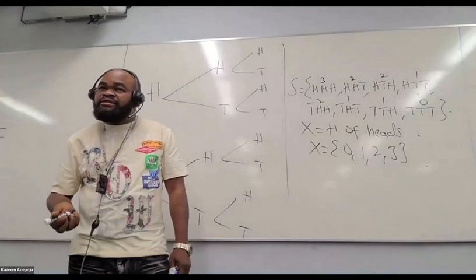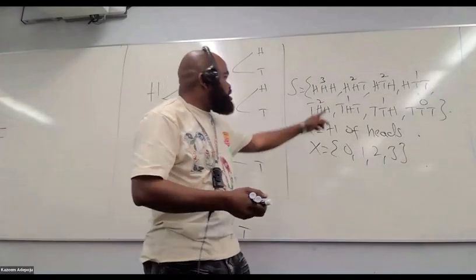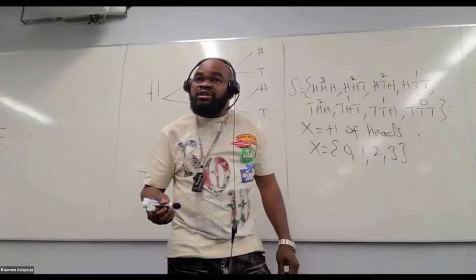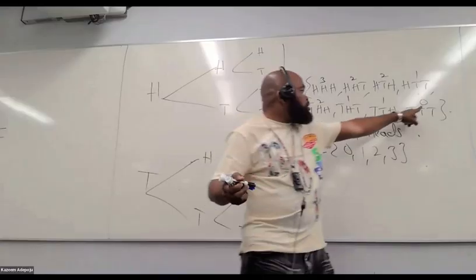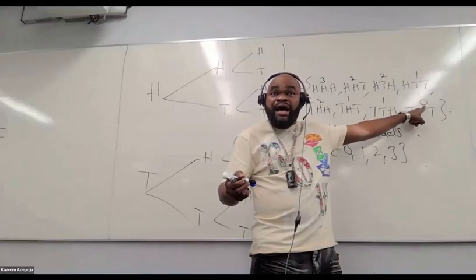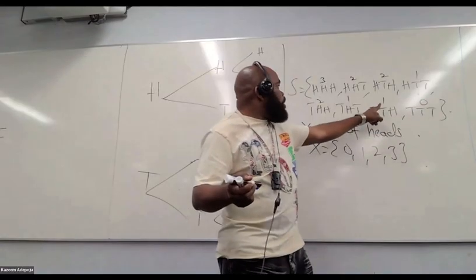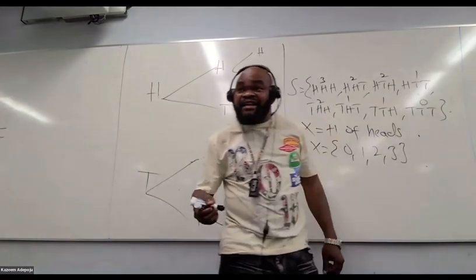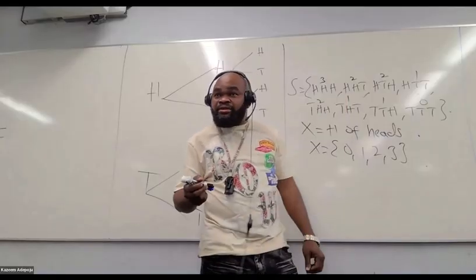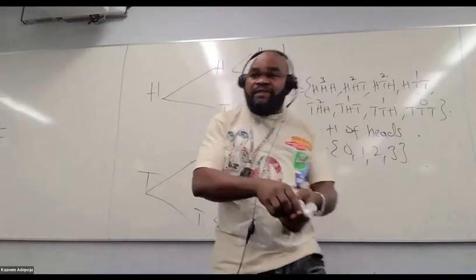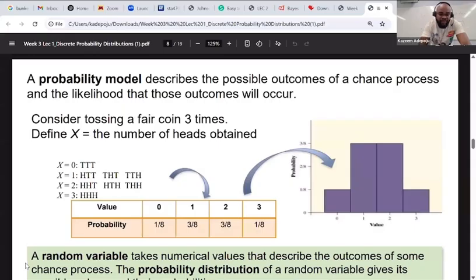Assign it out. Now you can see they all go from 0 to 3, but with different probabilities. 0 occurs how many times? 1 out of 8. 1 occurs how many times? 3 out of 8. 2 occurs how many times? 3 out of 8. 3 occurs how many times? And that is going to lead us to what we have here. Is there any question about this?